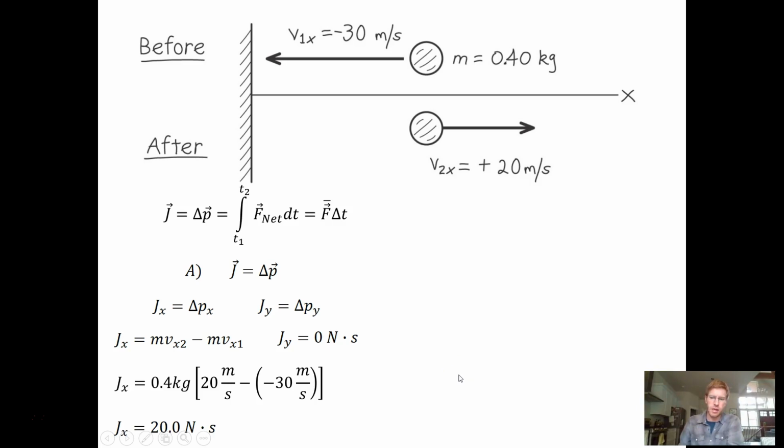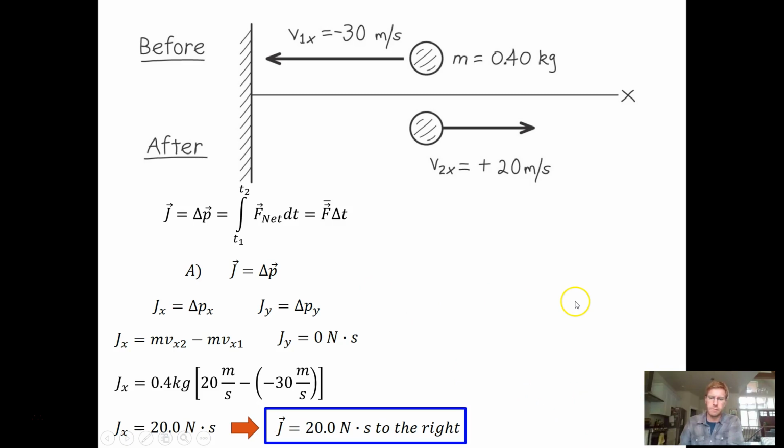so that should come out to be 20 newton seconds, or 20 kilogram meters per second, right? And keeping in mind that we're dealing with a vector, that's just the x component, but the y component is 0, so the overall impulse is 20 newton seconds to the right in the positive x direction only. Boxworthy, boom. Okay, now part B, we want to find the average force.